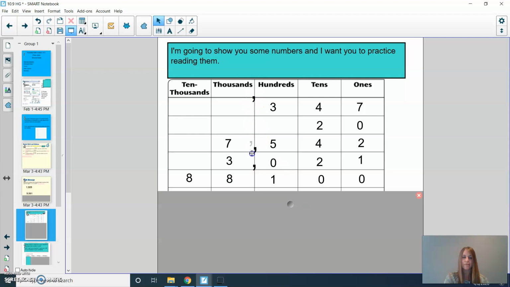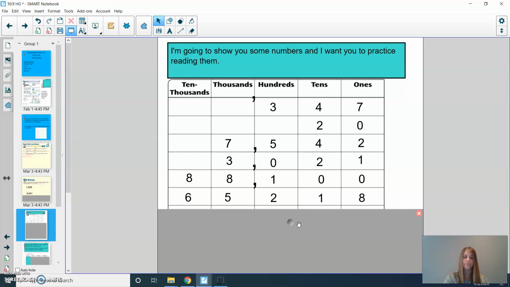How about this number? If you said 88,100, you are correct. Again, you don't need to say anything for your tens or ones, but you just read this last part as 100. So again, 88,100.